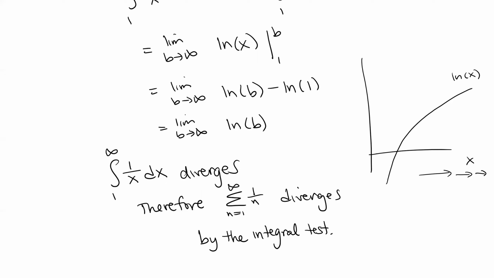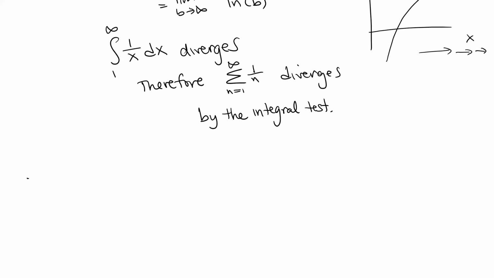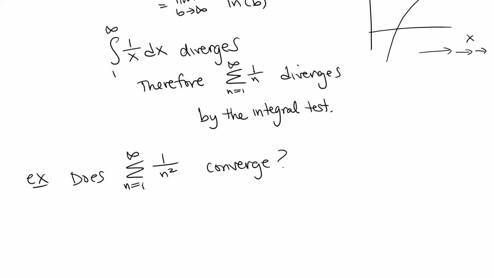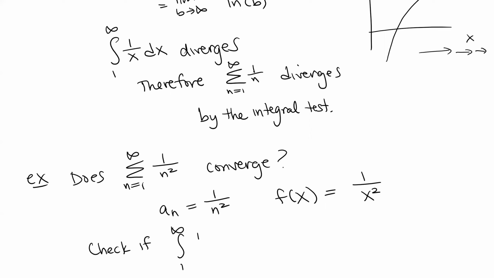Okay, let's look at one that converges using our integral test. So let's check if our sum from n equals 1 to infinity of 1 over n squared converges. So we're using our integral test. a_n, we can see, is 1 over n squared. So then that means that f of x is equal to 1 over x squared. So we want to check if our integral from 1 to infinity of 1 over x squared dx converges.